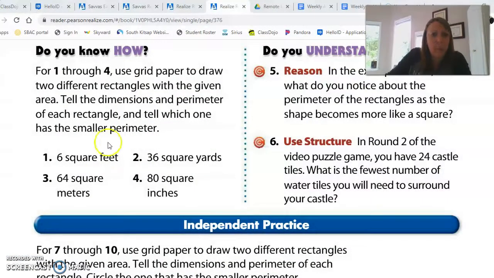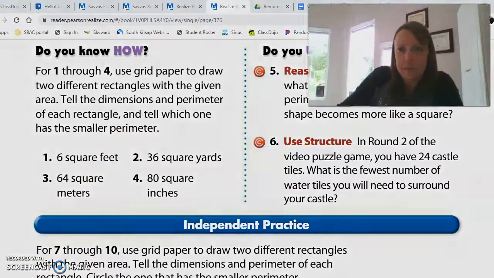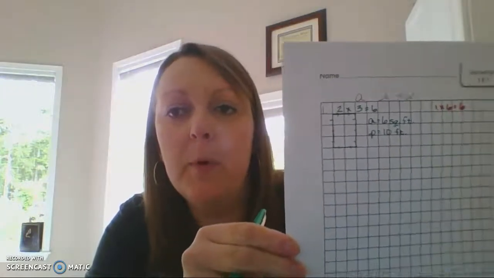So the area equals 6. You know what? I already forgot my unit. This is the problem with not having, feet, with not having a book. And the perimeter is 10 feet. Okay, so that means that I have my area and my perimeter.